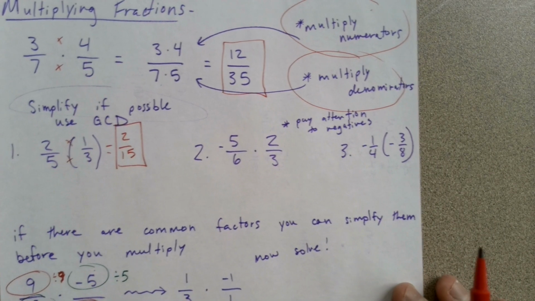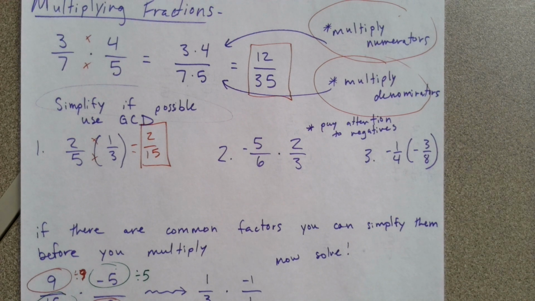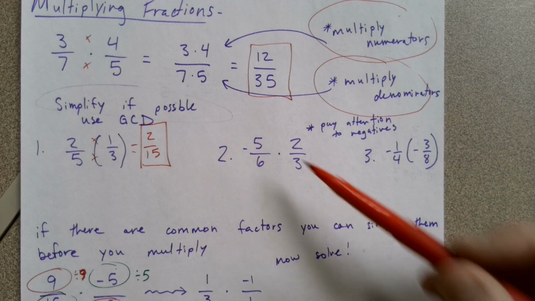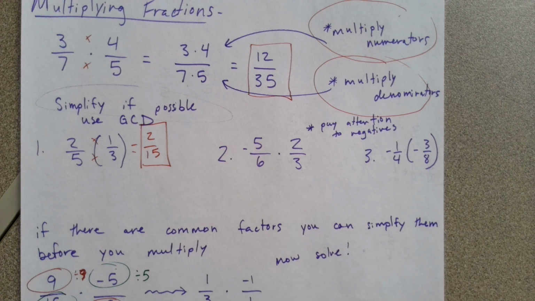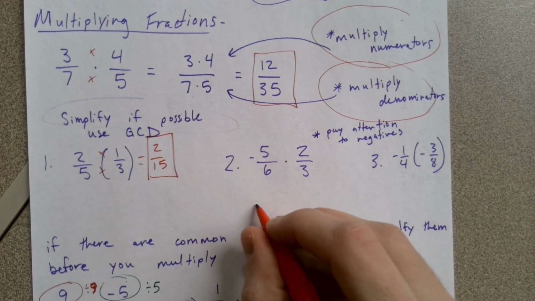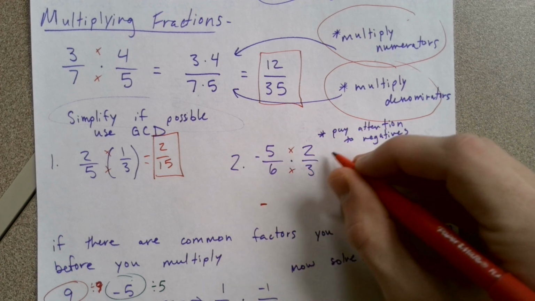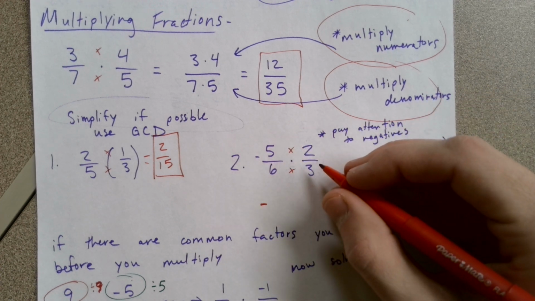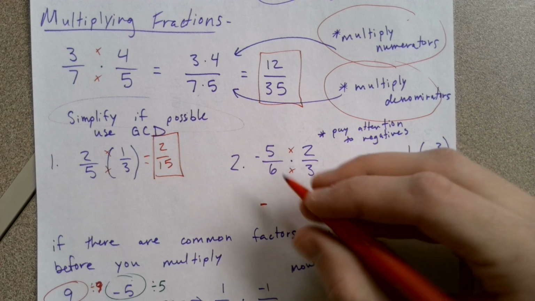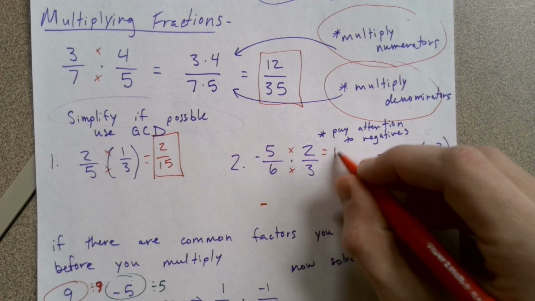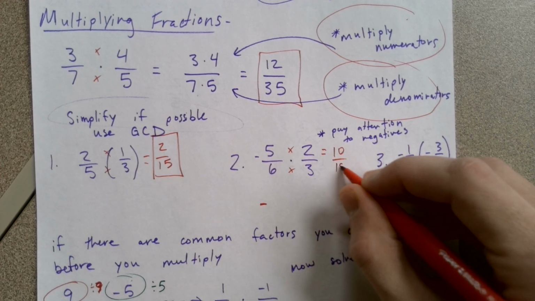All right, we're looking at our next one here. We're paying attention to those negatives. Works the exact same way. This number is negative. This number is positive. A negative times a positive is always a negative. So I already know my answer is going to be negative. All I have to do here is multiply the tops, multiply the bottoms. 10 on top, 18 on bottom.